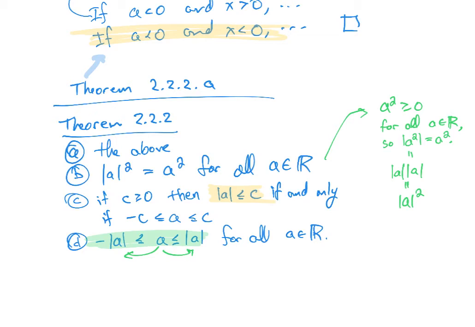Any questions about that? Could you prove part D with the previous part C, just having the absolute value of A in place of C? Yes, that's exactly how you prove part D. Similar. Yeah.